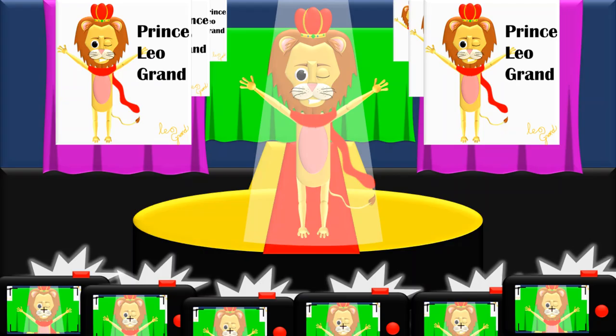The prince is done. Here we have Leo Grand posing for the paparazzi on the red carpet.